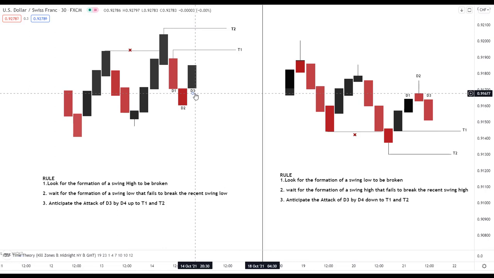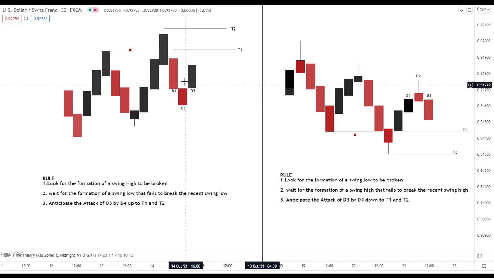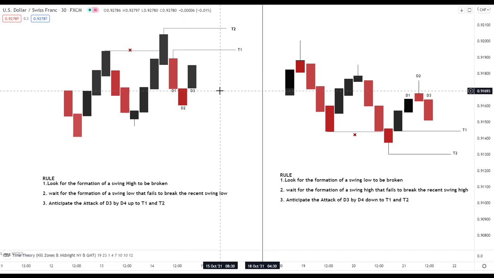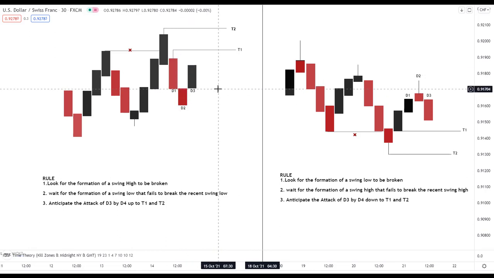Now, after the formation of D3, we must make sure that it covers or totally engulfs the high of D2. It's very important. That's an unwritten rule. I failed to write that down, but you want to take note of that. We want to make sure that the entire body of D3, or the close of D3, closes above or totally engulfs the wick or the high of D2. It would look something like this. It would look like a brick. All right, that's what it looks like.